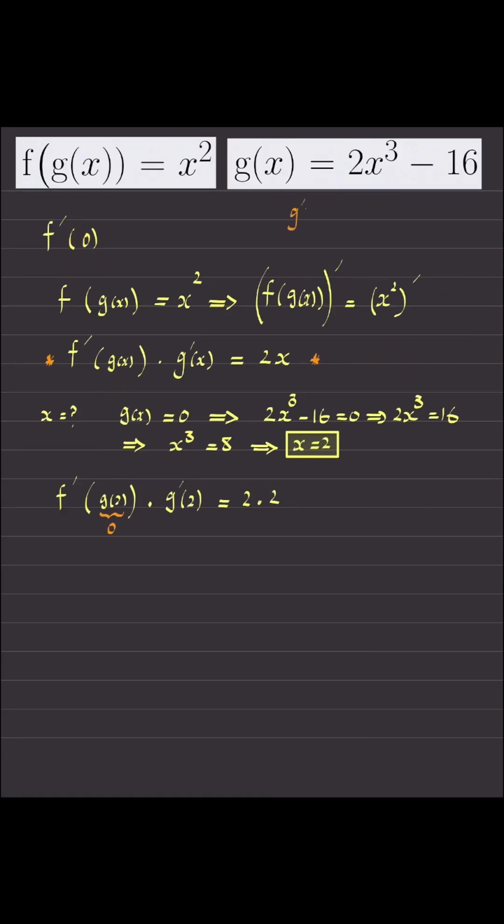Let me do it here. g prime of x is simply 6x squared. So g prime of 2, replacing x with 2, gives me 24. So this number is 24. And then this becomes f prime of 0 multiplied by 24 is equal to 2 times 2, which is 4. But I am looking for f prime of 0, so I divide everything by 24, and 4 over 24 is simply 1 over 6. And that is the answer to this problem.